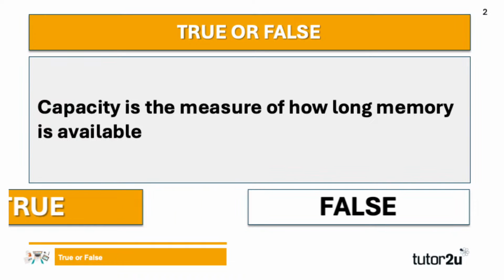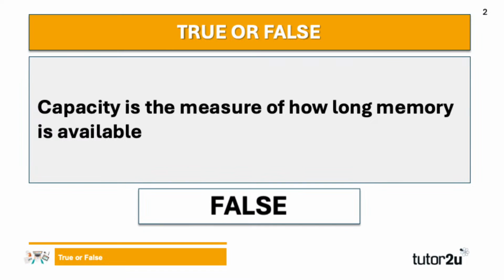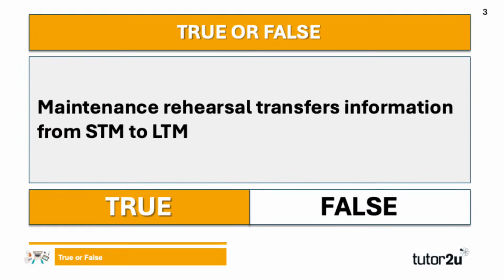Let's reveal the correct answer. This is false. The measure of how long memory is available for, what's that called? Is it capacity? It's duration. Well done, Harry. Really good. Capacity, of course, is how much memory can store. Okay, fabulous. Let's get a little bit trickier now.